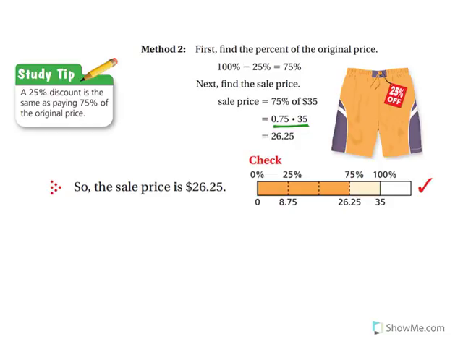So we're kind of skipping a step here. The sale price, again, is 0.75 times the 35. So our sale price is $26.25. Again, we get the exact same price, but we have to do one step instead of two steps.